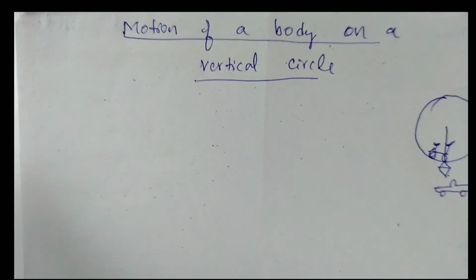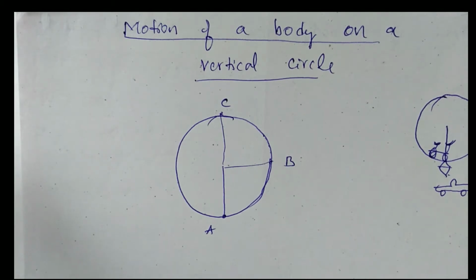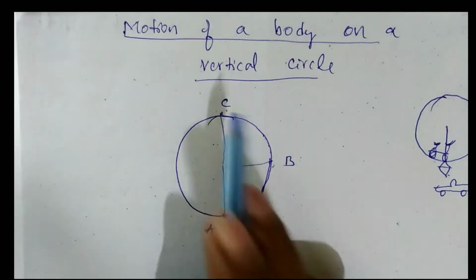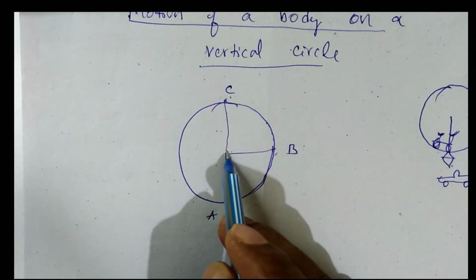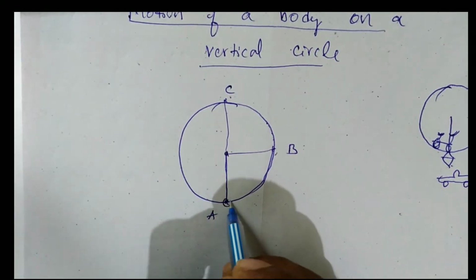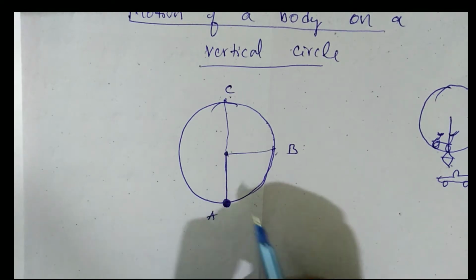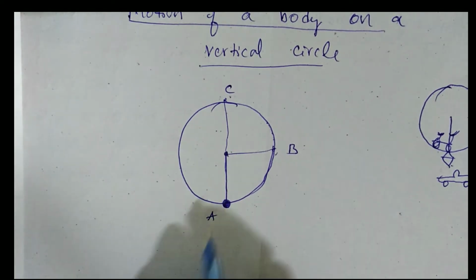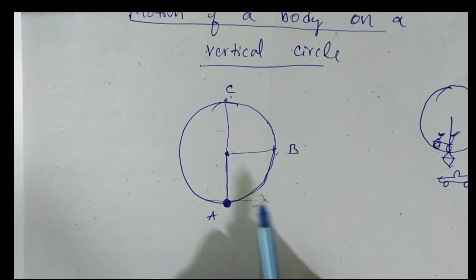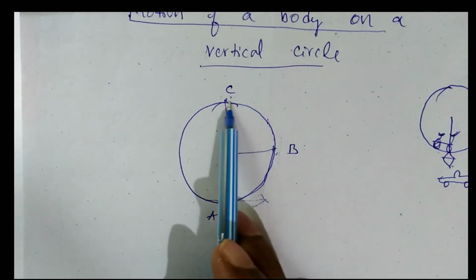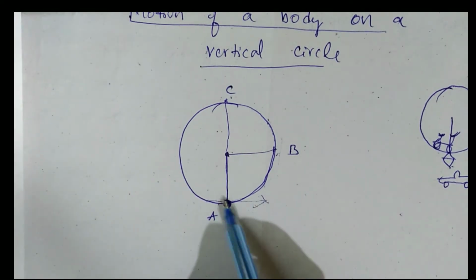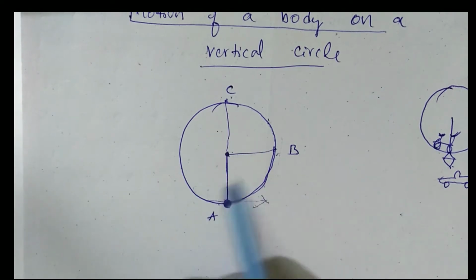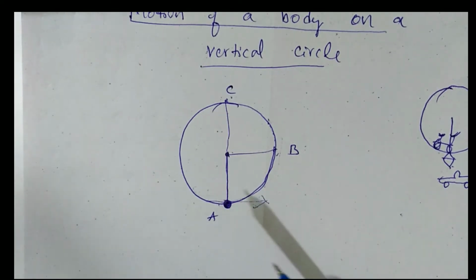Okay, consider a circle. Now I have marked a point A, point B and point C. A thread is attached to a fixed point, and an object is tied to it. Now you have to give a minimum velocity in such a way that it just completes one circle. That condition we are going to find out today. Any velocity above that will make it complete rotations, but what should be the minimum velocity?